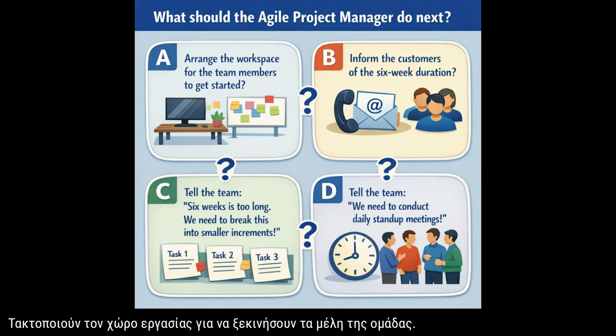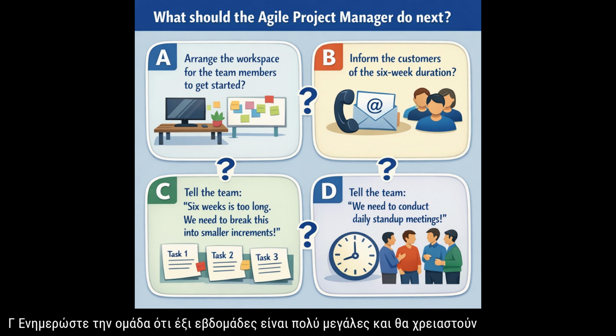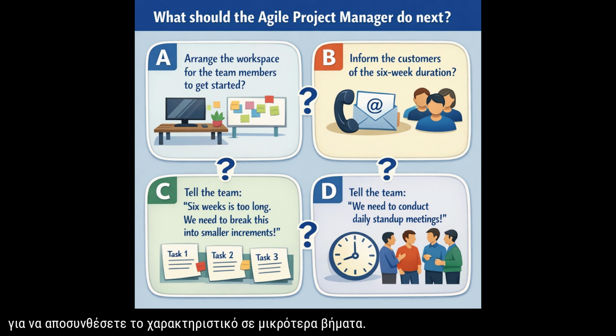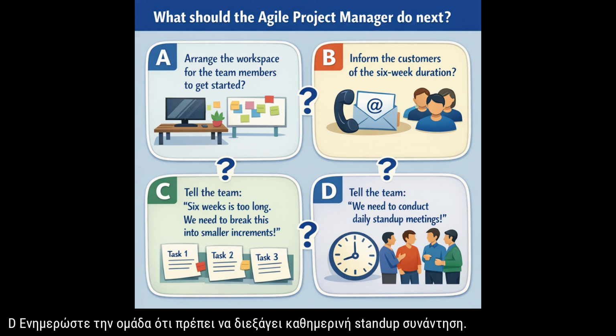A. Arrange the workspace for the team members to get started. B. Inform the customers of the 6-week duration. C. Inform the team that 6 weeks is too long and they will need to decompose the feature into smaller increments. D. Inform the team they need to conduct daily stand-up meetings.